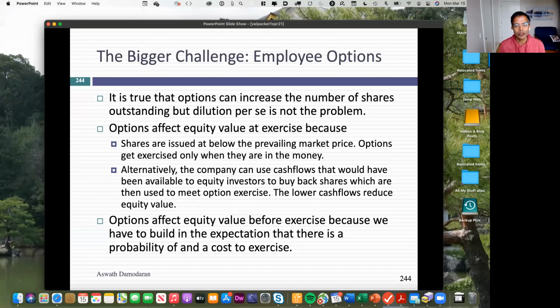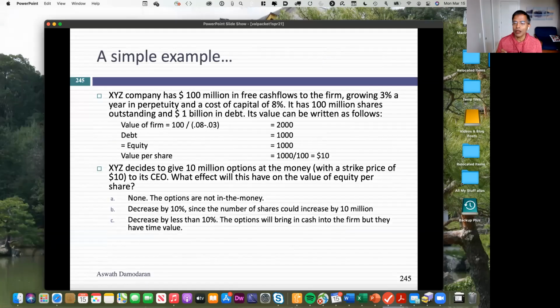The reason options are troublesome is you can't count them in share count today because they might never get exercised, but you can't ignore them either because there's a very real chance they will be exercised. So I'm going to take you through a very simple example. I'm going to start with what I call the bludgeon approach to dealing with options. And I'm going to give you a slightly more refined approach, which a lot of analysts use, called the Treasury stock approach. And then I'm going to talk about what I think is the right way to deal with options.